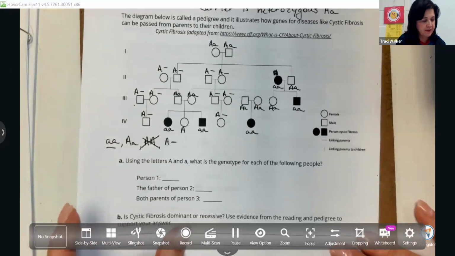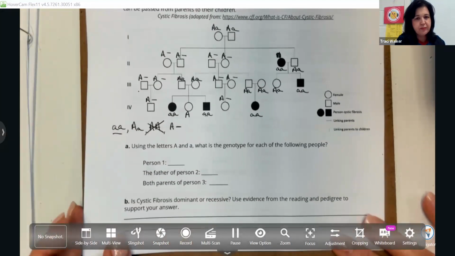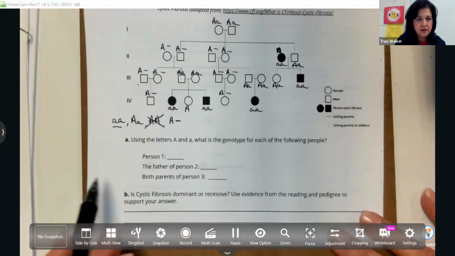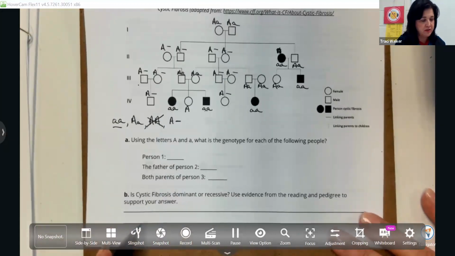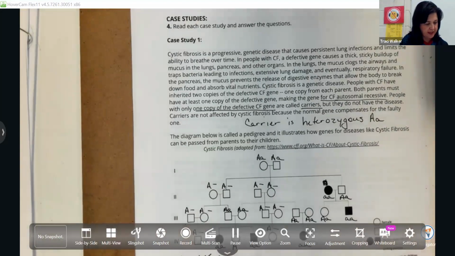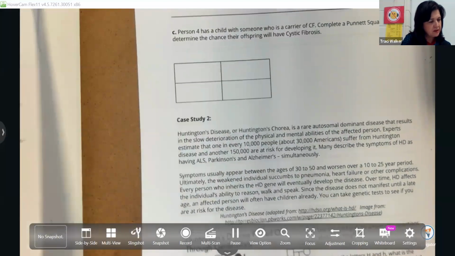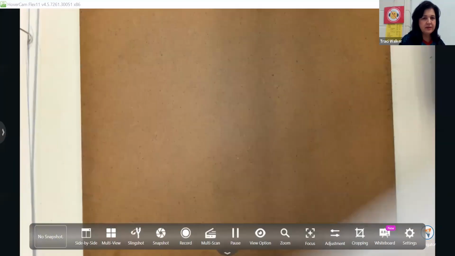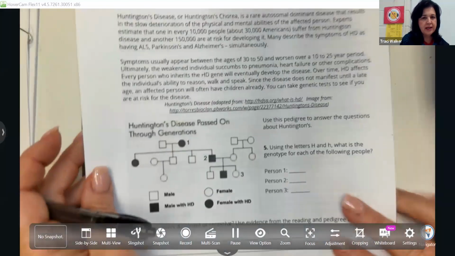Well, no, we can't because we don't have the person. Okay, so we've already pretty much answered this. And is cystic fibrosis dominant or recessive? We already know it is recessive. Okay, so let's look at another case study now. Let's move on to a different pedigree.